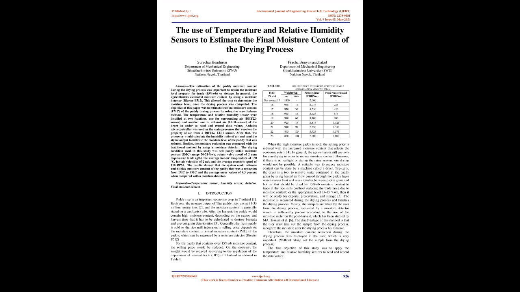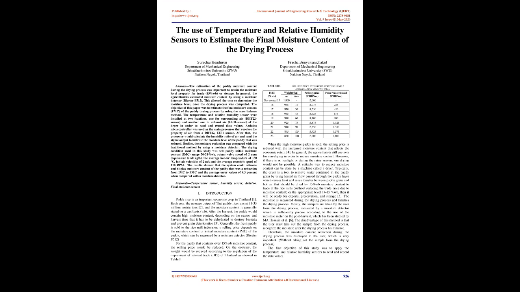After that, the processor would calculate the humidity ratio of air and send the signal output to indicate the moisture level of the paddy that was reduced. Besides, the moisture reduction was compared with the traditional method by using a moisture detector.